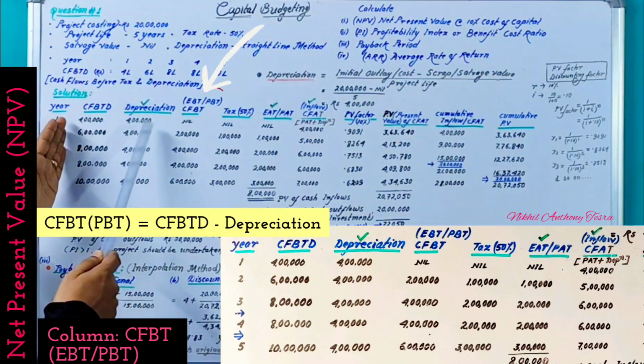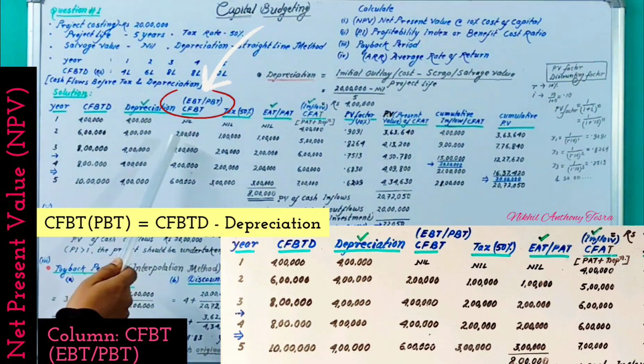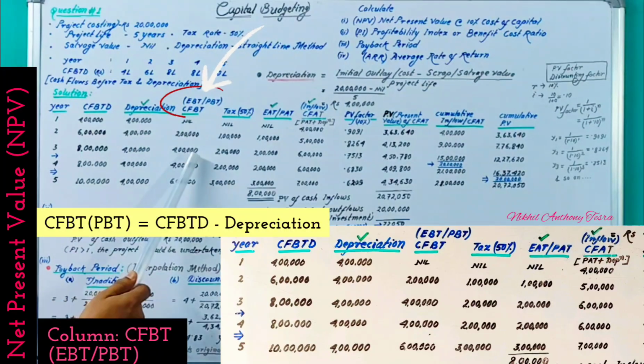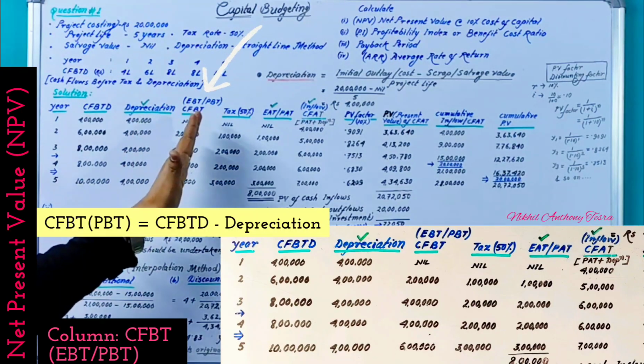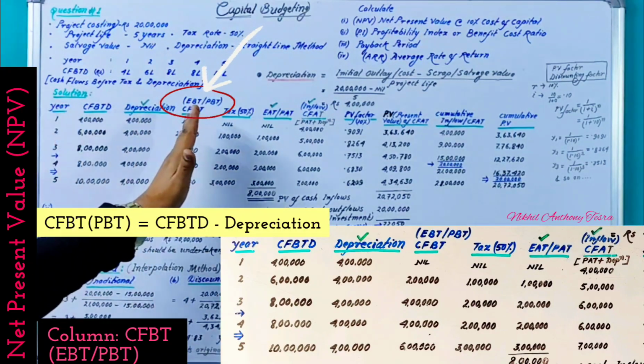So 4 lakhs minus 4 lakhs is nil. 6 lakhs minus 4 lakhs is 2 lakhs. 8 lakhs minus 4 lakhs is 4 lakhs. 8 lakhs minus 4 lakhs is 4 lakhs. And 10 lakhs minus 4 is 6 lakhs. This column would be cash flows before tax but after depreciation.